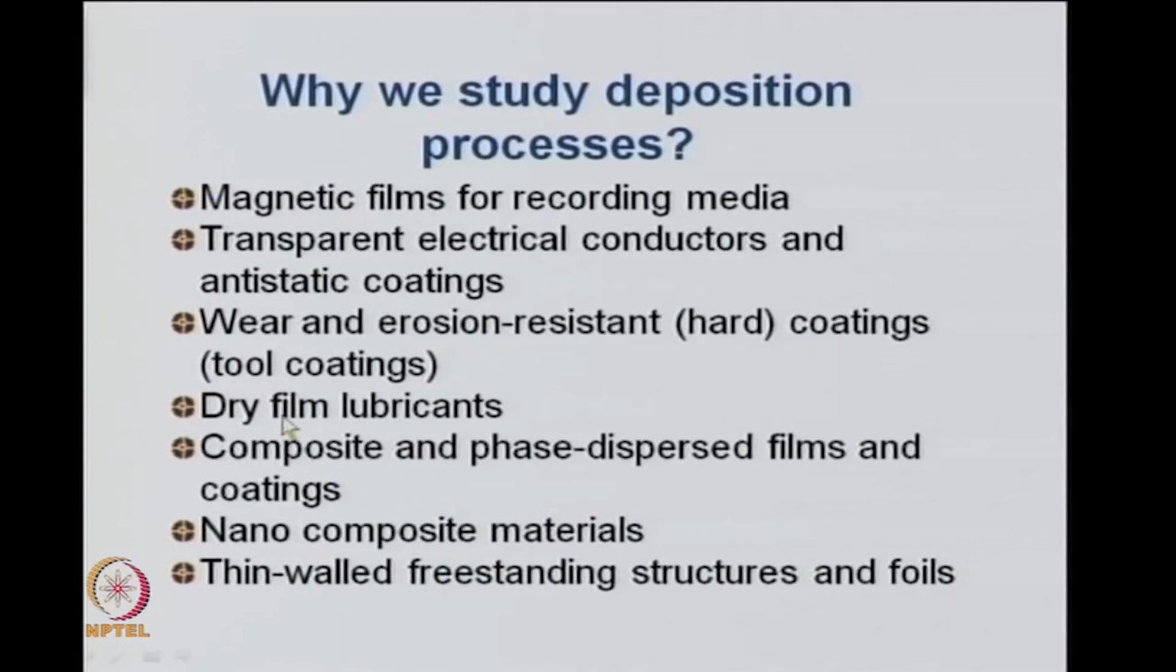Then you can make films which can act as lubricants. These are called dry film lubricants. Then many other composite films, nanocomposite films can be made, and thin walled freestanding structures and foils, which are very thin and are to be used elsewhere, can be made by the CVD technique.